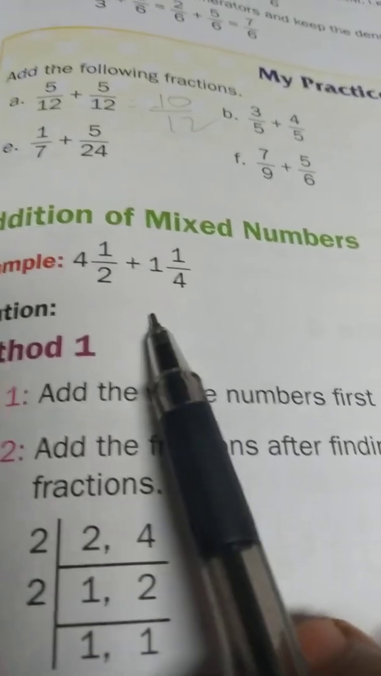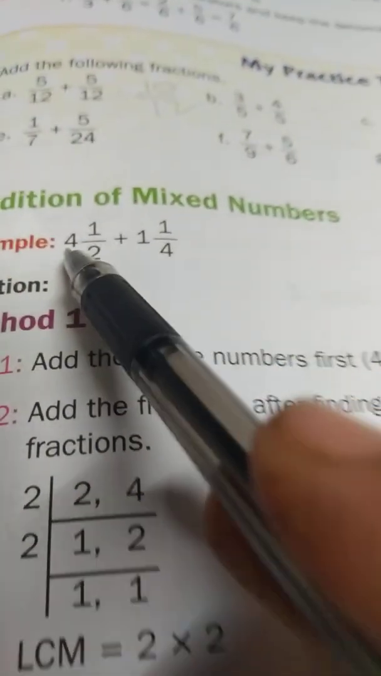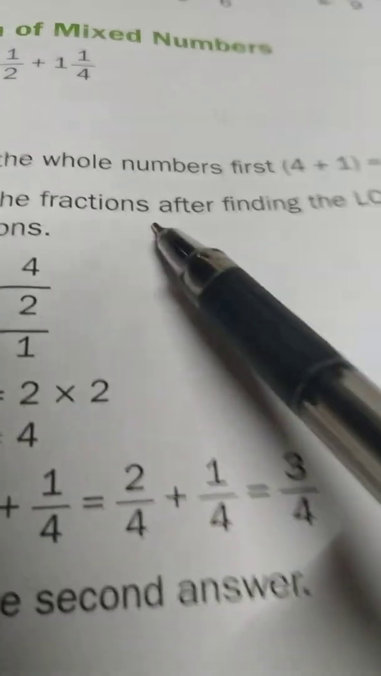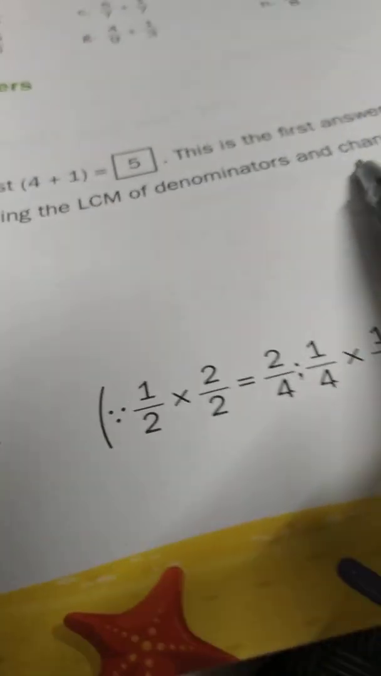In order to add these mixed numbers, there are two methods. First, method 1 we will see. Step 1: add the whole numbers first. These are the whole numbers 4 and 1. We need to add 4 plus 1 is equal to 5. This is the first answer. Next, step 2: add the fractions after finding the LCM of denominators and changing them to like fractions.